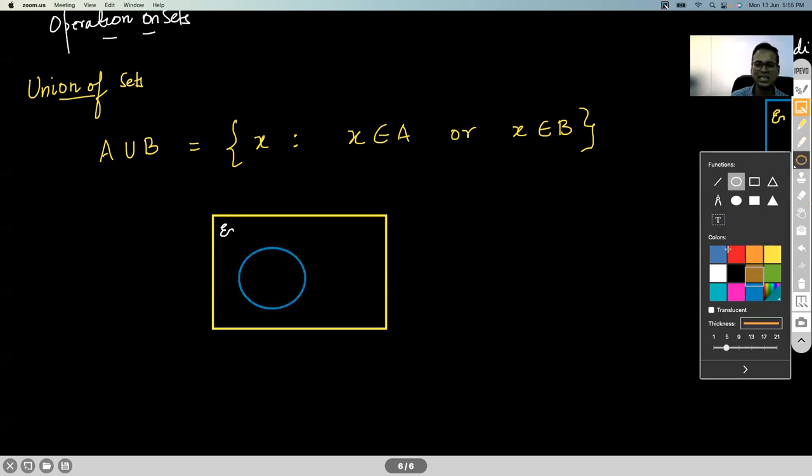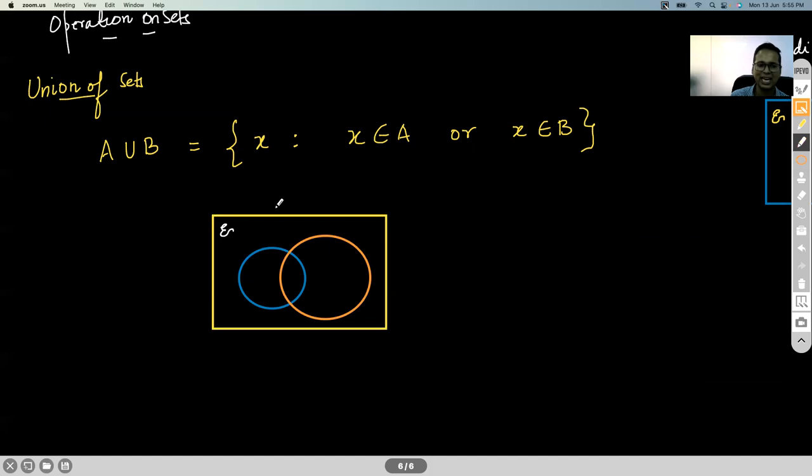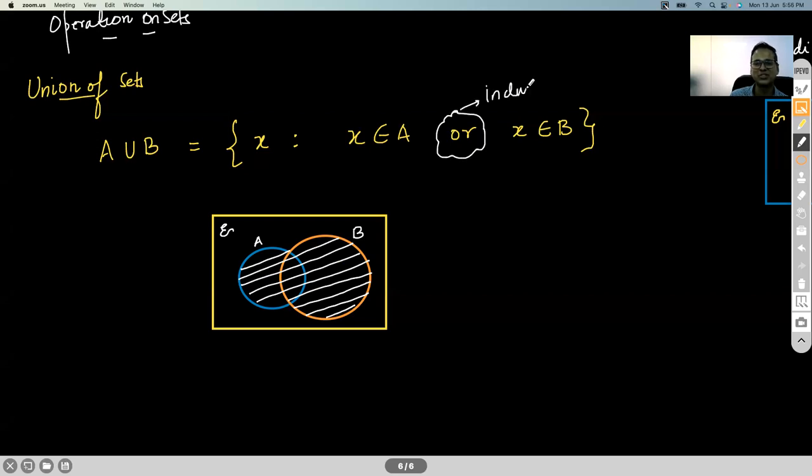Okay. So let's say A is this, and B is the one I'm making in orange. So this is your set A and this is your set B. Now, what is the region represented by A union B? Everything that falls under this zone will be considered part of A union B. So it should be either in A or in B, right? Please note this or is inclusive or. Inclusive or means it could be present in both of them also, and that is the reason I have shaded the overlap area as well. Is it fine? Any questions?